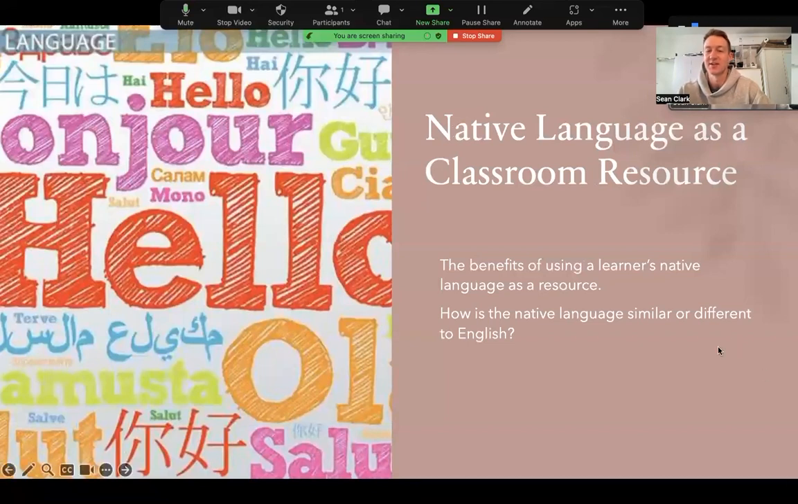So one thing to consider is how a student's native language is similar or different to English. Just from my experience, I'm working in Shanghai, China, teaching Chinese students. So for me, English and Chinese are two completely different languages. They have completely different writing systems. Chinese is a tonal language, English is not. Also, the grammar is completely different. And are there any words in Chinese and English that sound the same?